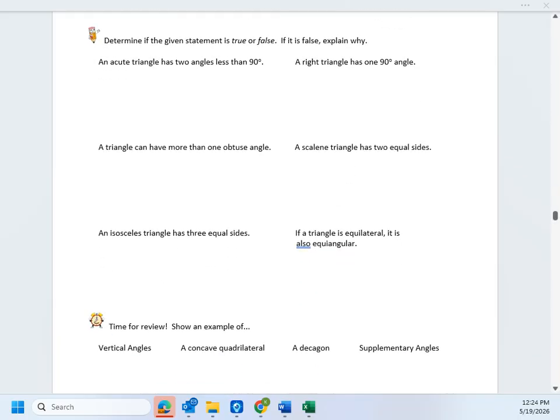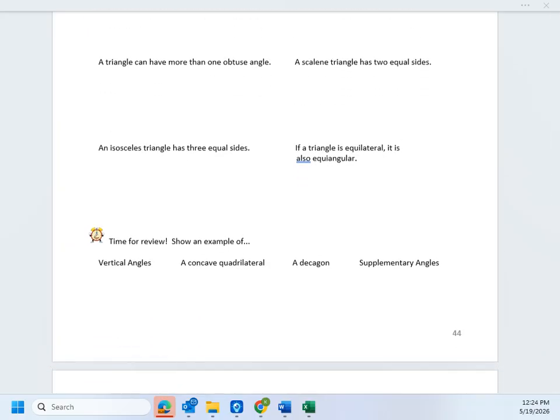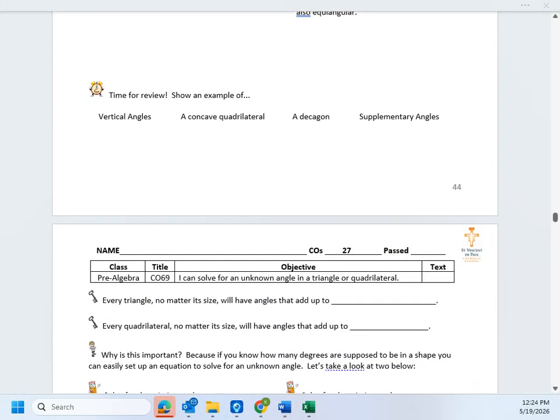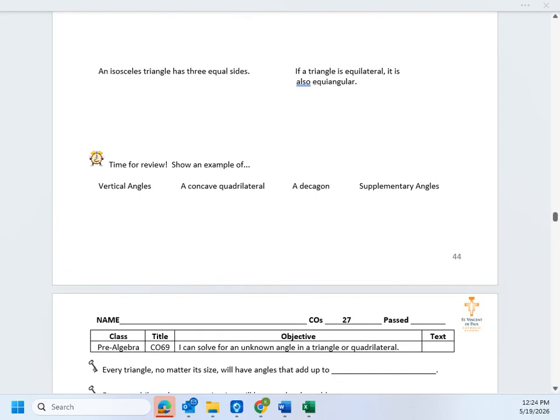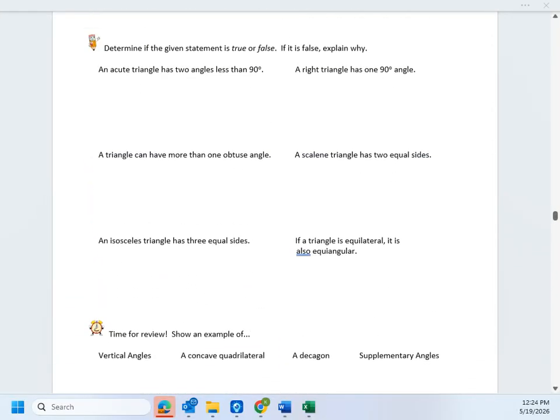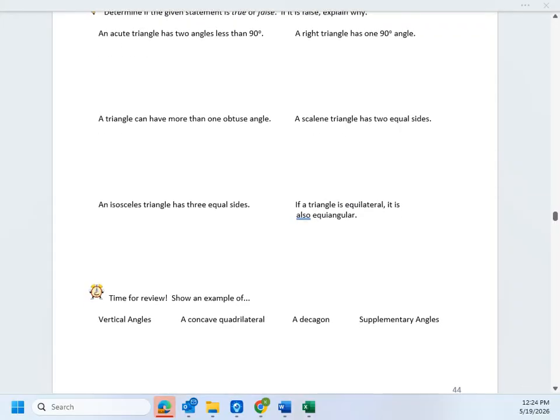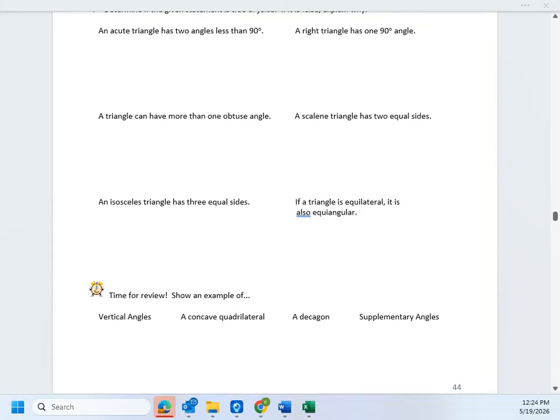Then it says, determine if the given statement is true or false. If false, explain why. So you can't just do T and F. If it's false, explain why it's false. And your review: look back at previous objectives if you forget what those words mean. Our test is next week. We need to remember these words. Any questions on today's assignment?